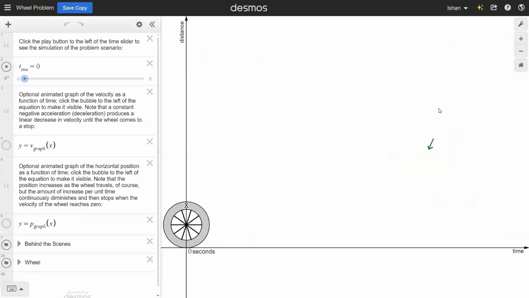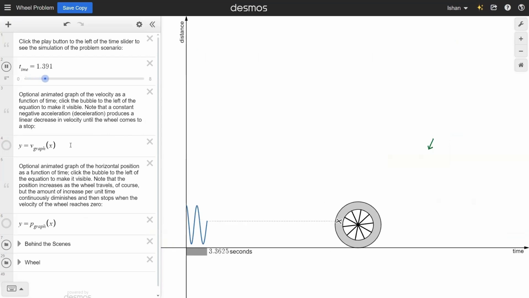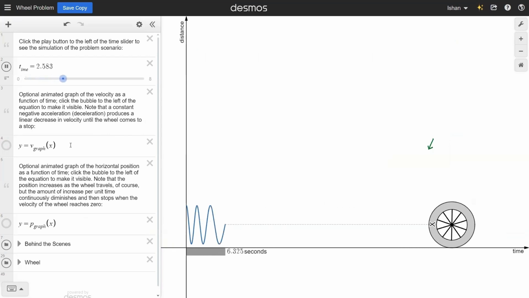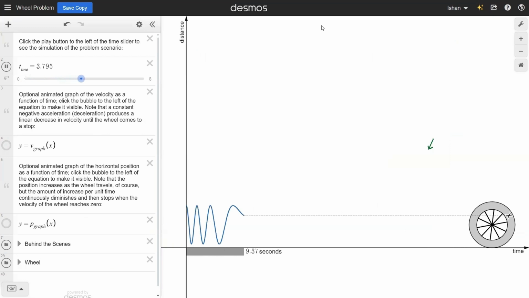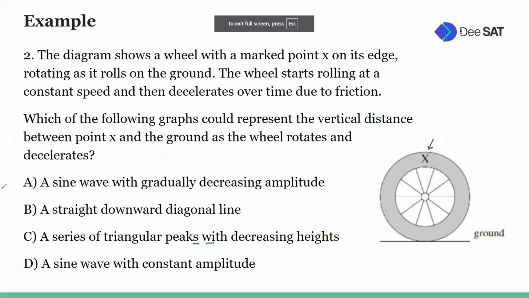If you look at this graph and look at this presentation with respect to time, you will see the sine wave formed and you will see that the amplitude with respect to time actually gradually decreases. So what is happening over here is that this distance is actually lesser than this distance. As friction goes up, the sine wave has gradually decreasing amplitude. So definitely option A will be the correct answer in this scenario. Option A will be the correct answer.